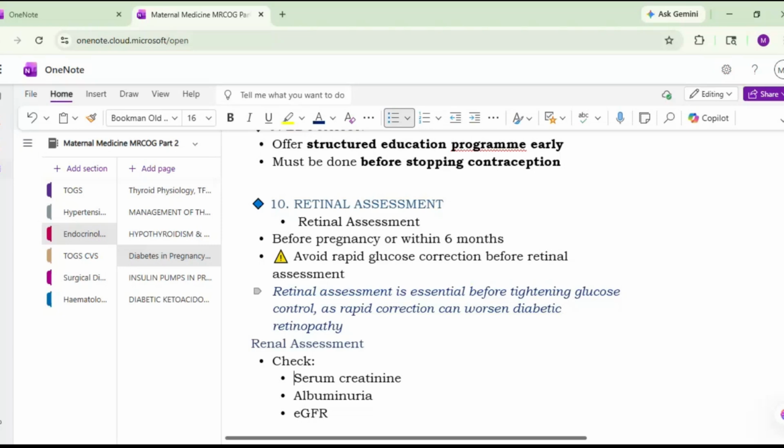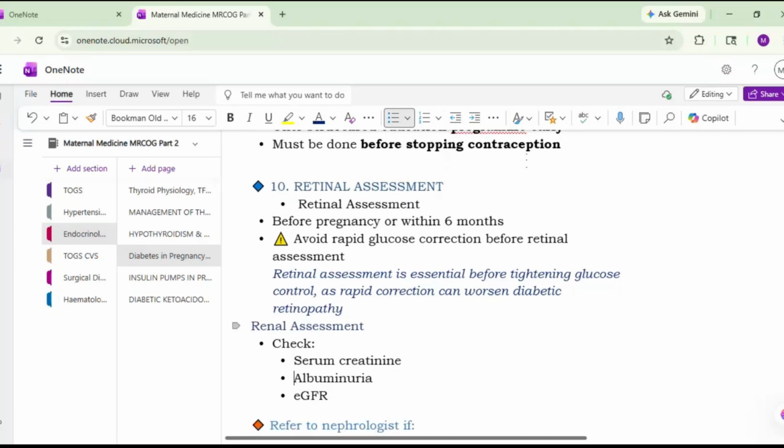If there is hyperglycemia and the patient wants to conceive, definitely we are going to go for correction of the hyperglycemia. We will advise contraception, but when there is hyperglycemia, do not rapidly correct it unless you do the retinal assessment, because retinopathy, if it is there, will worsen with rapid control. So retinal assessment is essential before tightening the glucose control, as rapid correction can worsen diabetic retinopathy. This is the thing which you should remember.